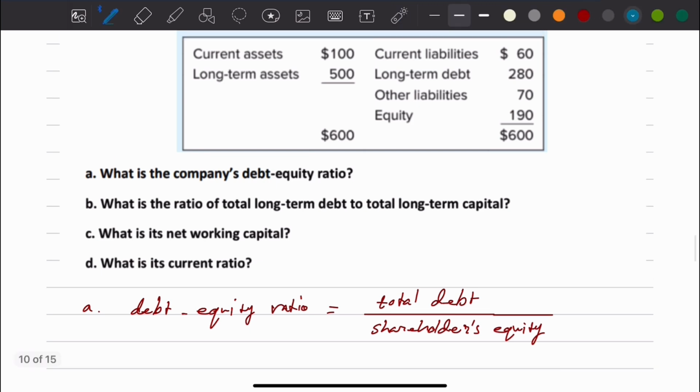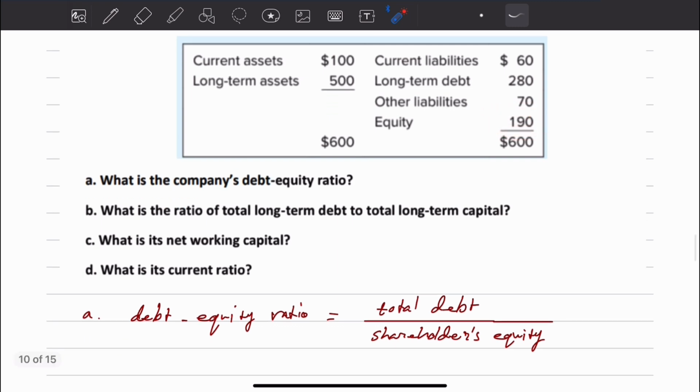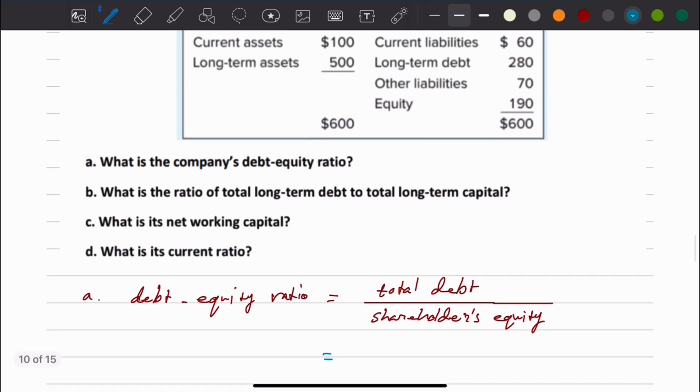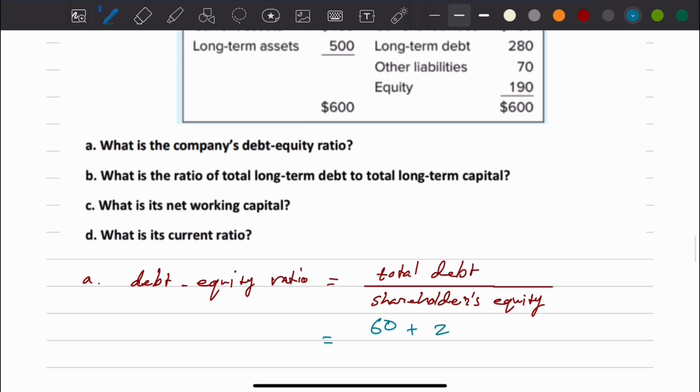Now for the total debt, we do have multiple debt accounts for the company. We have their long-term debts, we have their current liabilities, and we have other liabilities. So we're going to add all these three together, and then divide them by the shareholders' equity, which is given to us right here, 190. So that means this is going to be 60 plus 280 plus 70, all divided by 190.